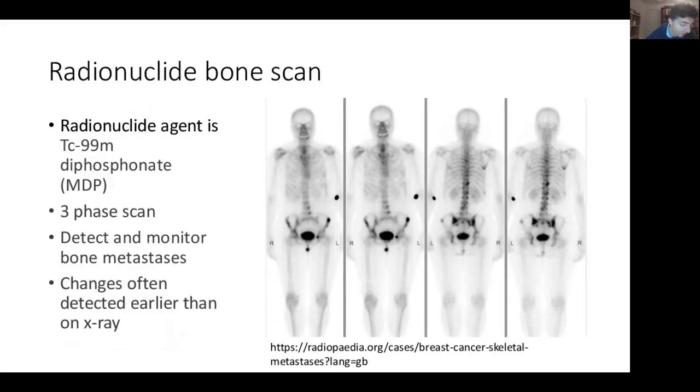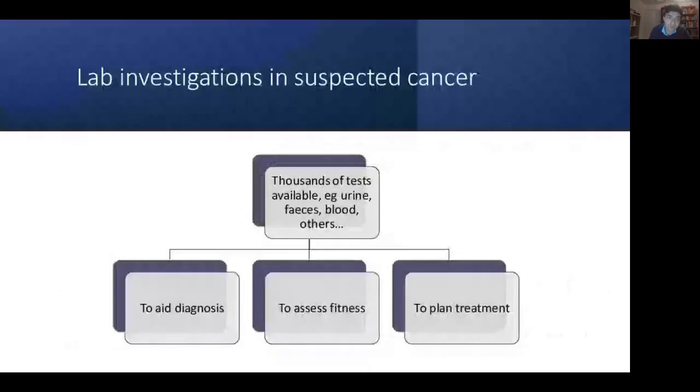A radionuclide bone scan is used occasionally in some clinics to look specifically for bone metastases. Again, this uses a radionuclide agent, here technetium-99, and this is useful for detecting and monitoring bone mets, usually picked up earlier than on an X-ray. So that's imaging in a nutshell.